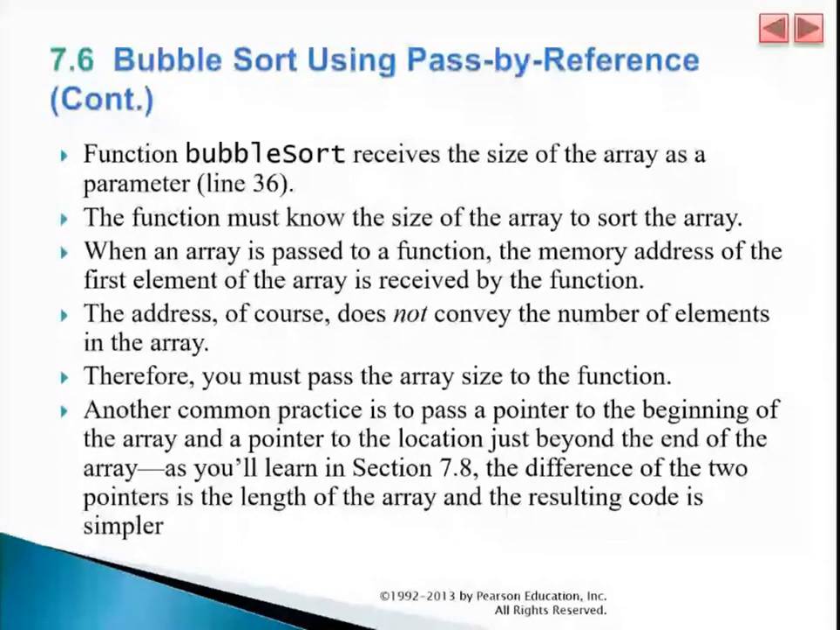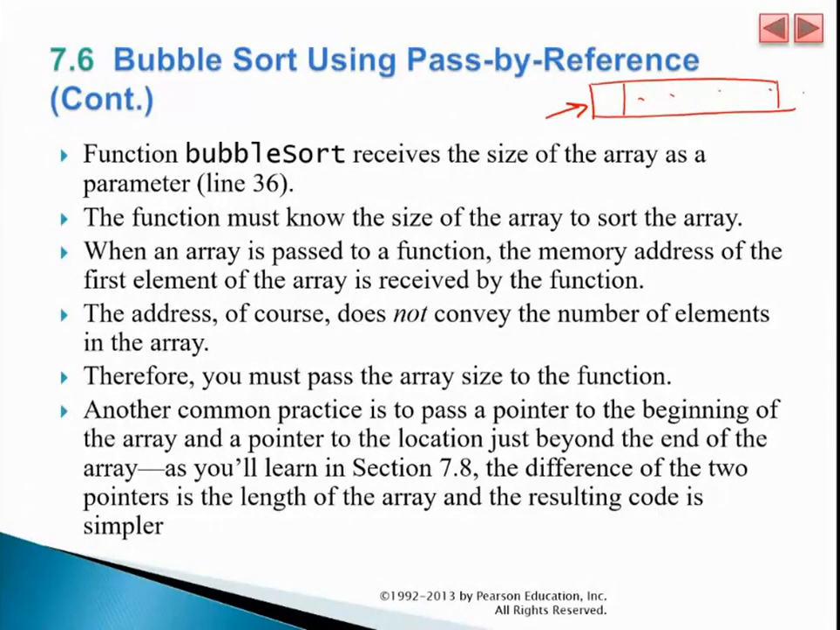When the array is passed to the function, the memory address of the first element of the array is received by the function. Now this address actually does not convey what the size is. It only conveys that here is the starting of your array. This is where the array starts. We don't know how many elements are there. We don't know what the size of this array is, and so on. Therefore we need to pass the size along with the array, right?